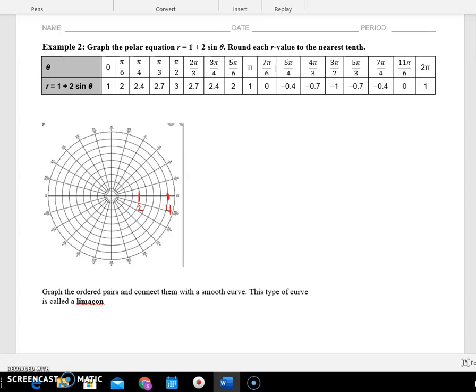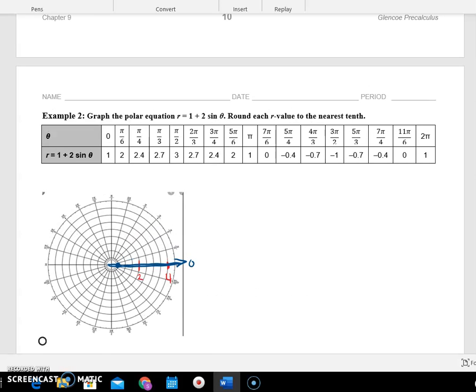So I have 0, 1. This is my polar axis here. It was labeled as 2 pi, but it's really a 0. It's the same as 0. And then we'll have 0, 1, pi over 6 and 2, pi over 4 and 2.4. Let me back up. Okay, sorry.